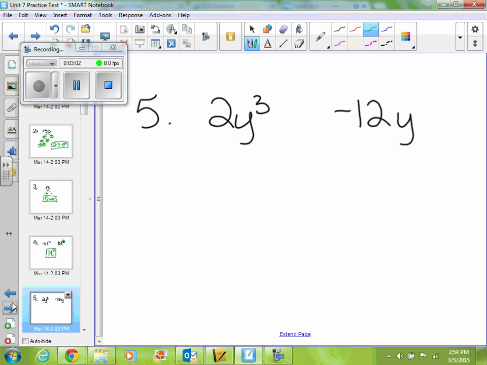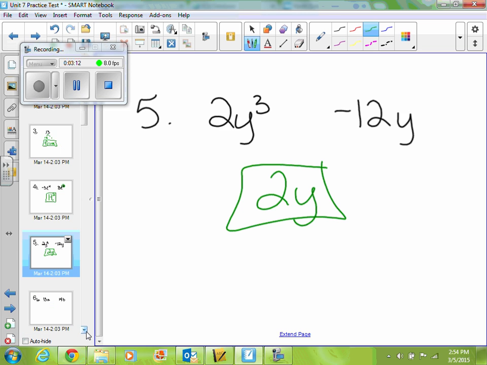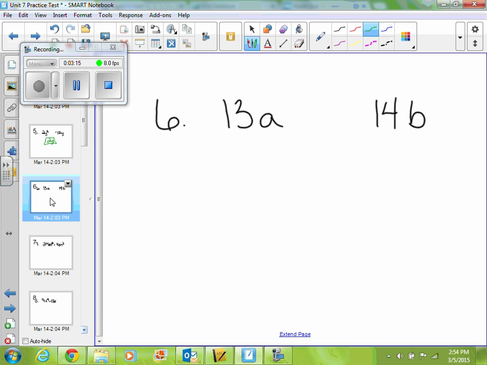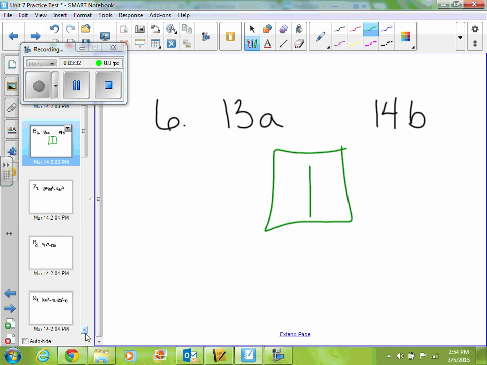Alright, so 2 goes into 2 and 12. What's my smallest exponent? 1. It's my job to make it easy. Alright, 13a and 14b. What goes into 13 and 14? 1. Do they have any letters in common? No, so just 1. It was all review.